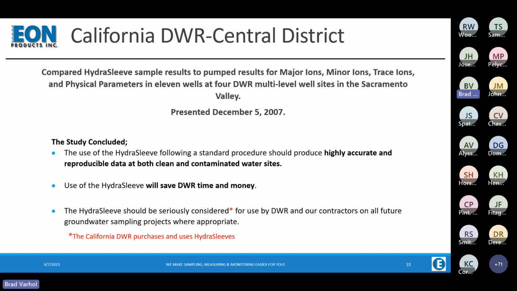Use of the hydrosleeves will save the DWR time and money, and the hydrosleeve should be seriously considered for use by the DWR and our contractors. So the little asterisk there is telling me, I did a little research and we found that the California DWR has been purchasing hydrosleeves for their sampling sites and uses them on a regular basis.